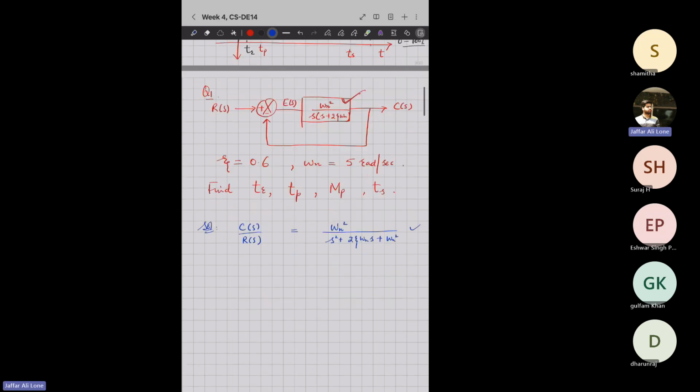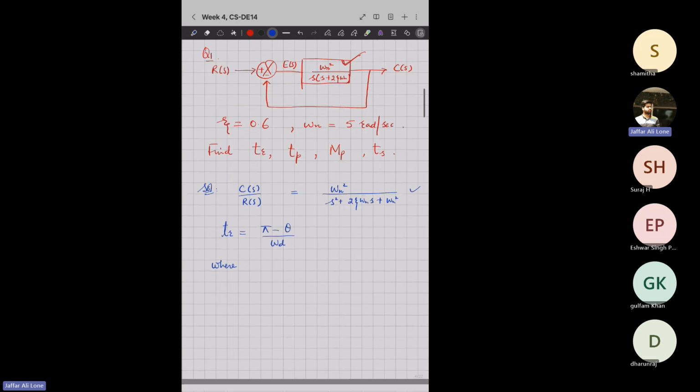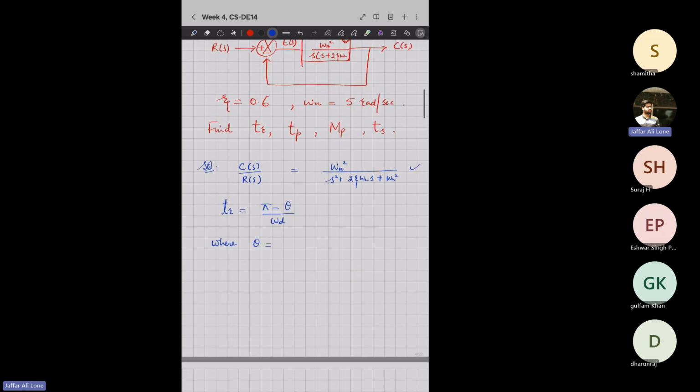Now, you know the expression for this system. You have done the analysis exactly for this system with unit step input. Then what was the expression for rise time? That is given by pi minus theta over omega d, where we will do this question in detail. Other questions you will do yourself. Where theta is cos inverse of zeta.